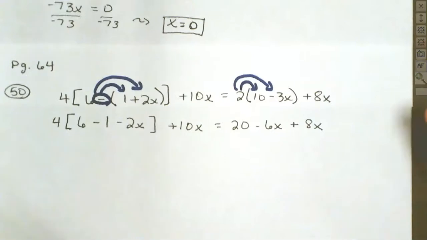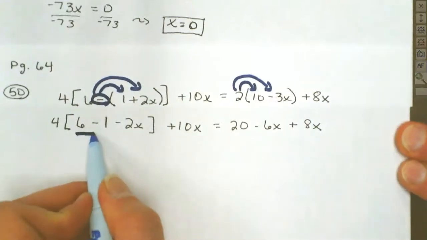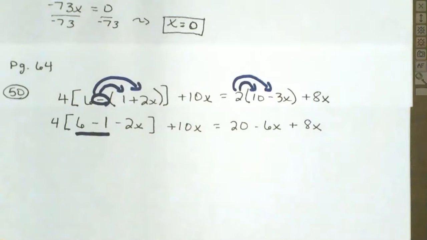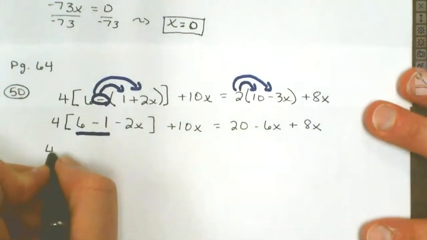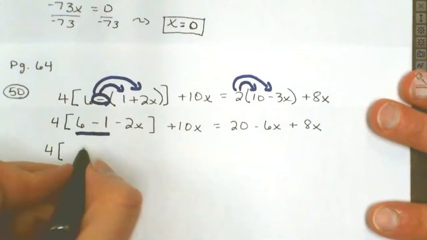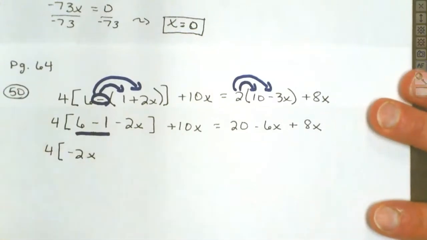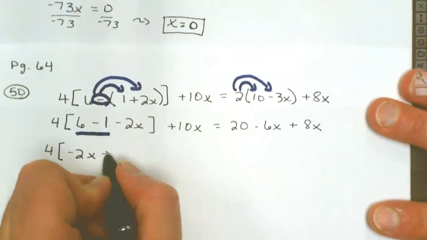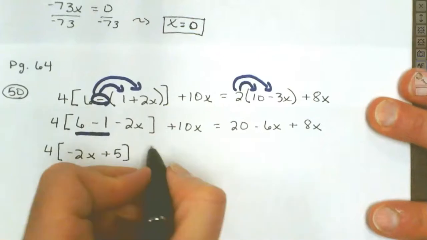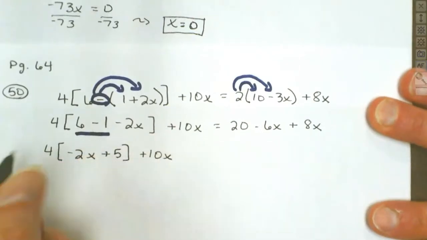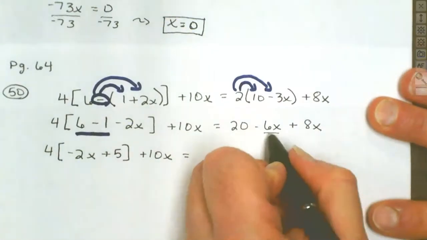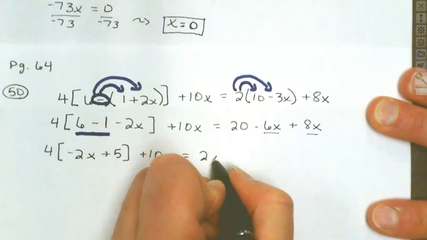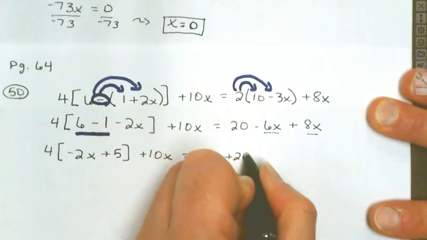Now, what can we do? Well, we can combine together inside of our square bracket. So I can rewrite this. Inside is a 4 out in front still. We have a minus 2x and 6 minus 1. 6 minus 1 makes it a 5. And then we still have the 10x on the end. The right-hand side, I can combine these together, and that's going to make that a 2x plus 20 on the right.